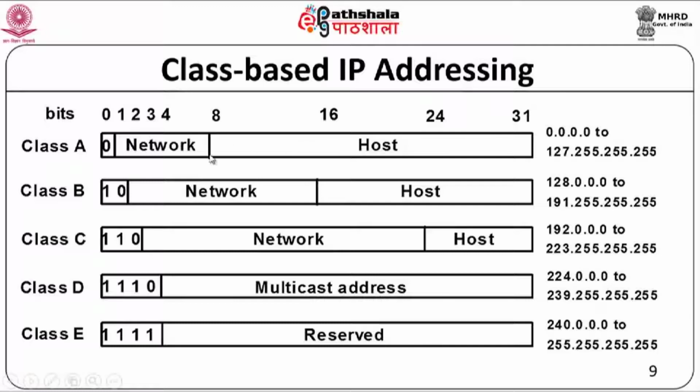So, if you were to represent this in our dotted decimal notation, starting from this first bit, the first byte can take values from 0000 0000 all the way up to 0111 1111. Which means it can take a value from 0 to 127. So 0 dot, and the host value can take all possible values. So, starting from 0.0.0.0 all the way up to 127.255.255.255, this is the range of addresses that are given for class A.